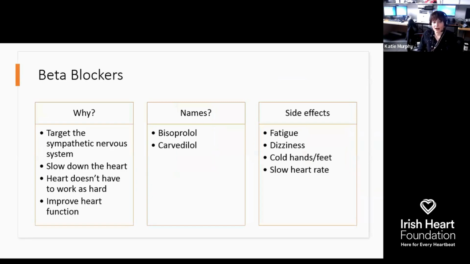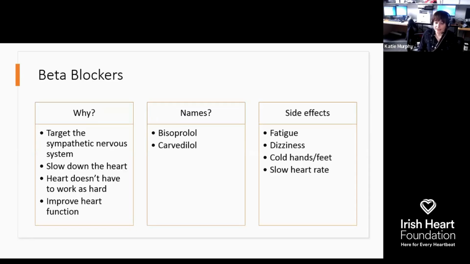So, beta blockers are the medicine that targets that sympathetic nervous system. And so they slow down your heart, they reduce the work on your heart, and over time, they can improve your heart function. There are lots of beta blockers available, but the ones available in Ireland that are specifically studied in heart failure are bisoprolol and carvedilol.